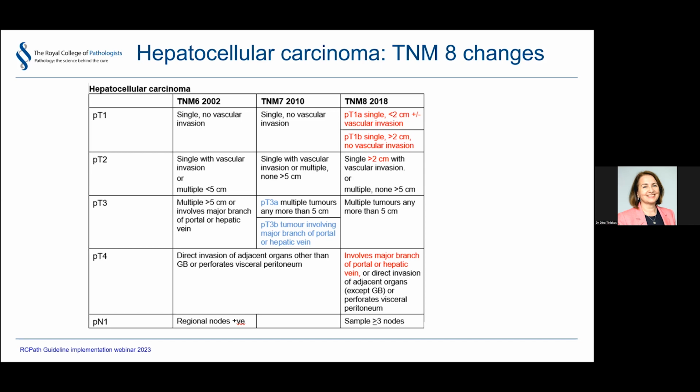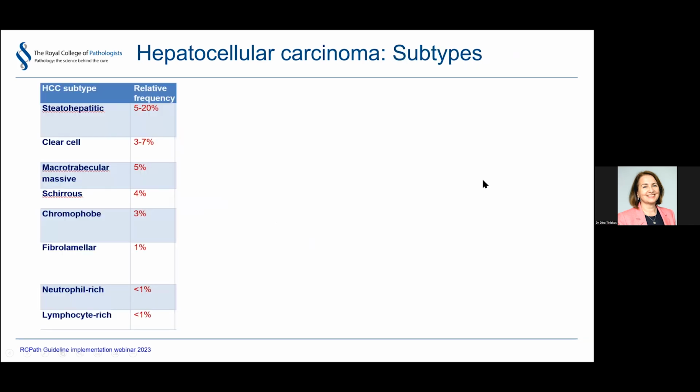And also the PT2 has changed because now we have the size as important, more than 2 centimeters with vascular invasion. And this is because vascular invasion has prognostic information when it is related to tumors more than 2 centimeters. Also, PT3 has now not been divided as it was in 2010, and multiple tumors any more than 5 centimeters is a PT3. And the PT4 now is the stage where we have involvement of a major branch of portal or hepatic vein.